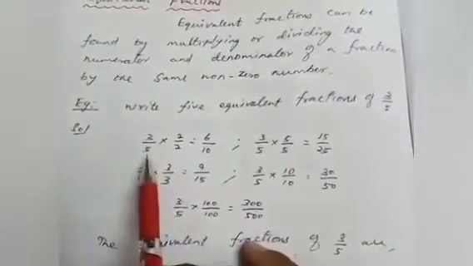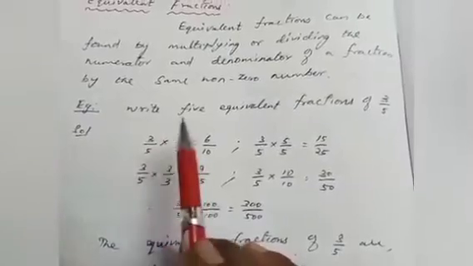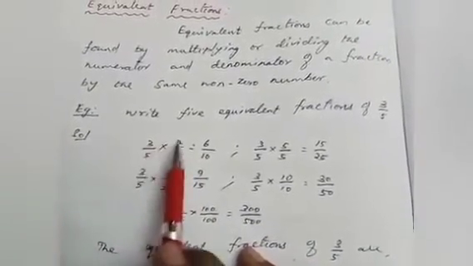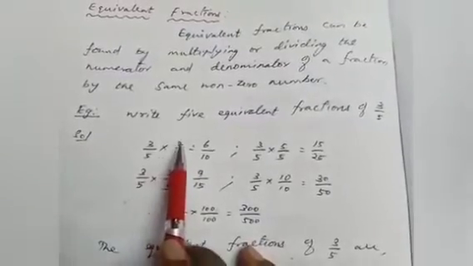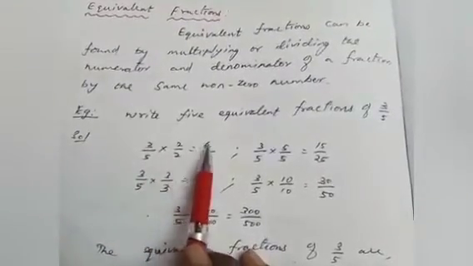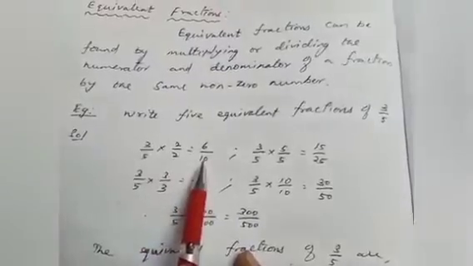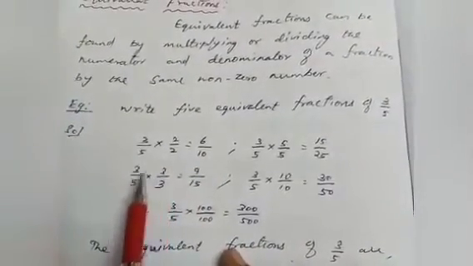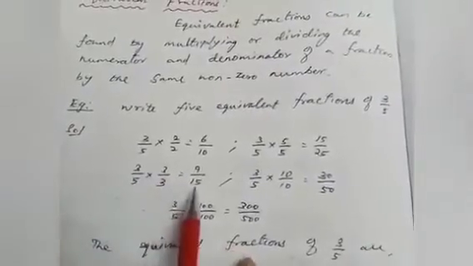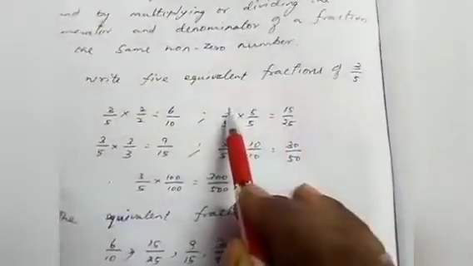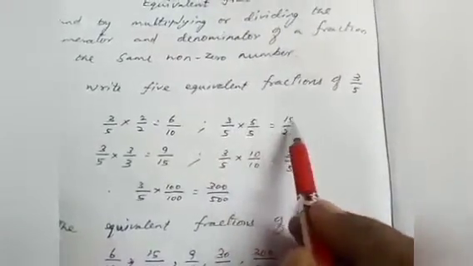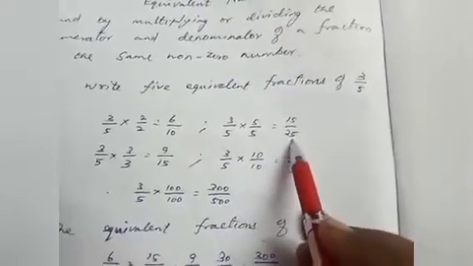So 3 divided by 5. We have to multiply and divide the numerator and denominator of a fraction by the same number. So here 3 divided by 5, multiply and divide by the same number, 2 by 2. So 3 2s are 6, 5 2s are 10. 3 divided by 5, multiplying and dividing by 3. So 3 3s are 9, 5 3s are 15. The next, 3 divided by 5, multiplying and dividing by 5. 3 5s are 15, 5 5s are 25. So 15 divided by 25.